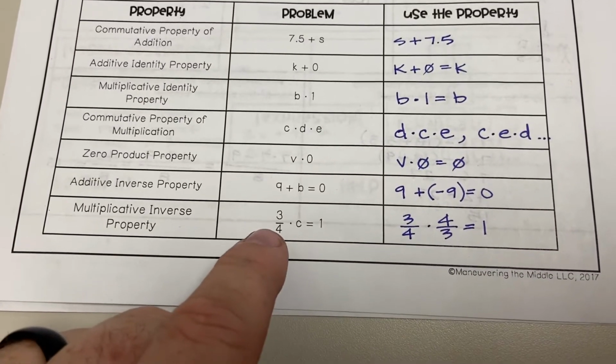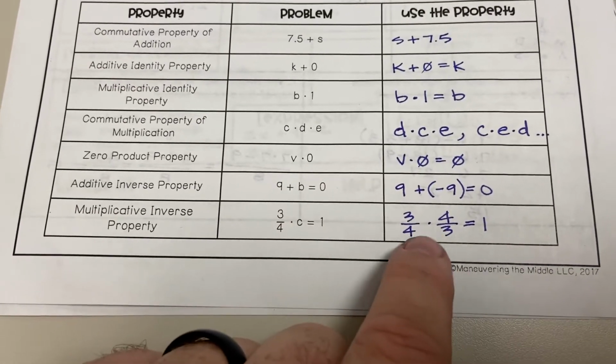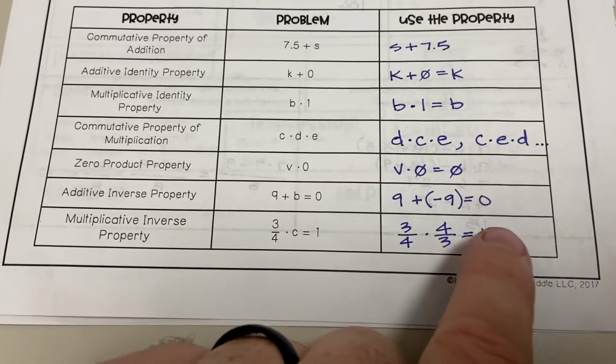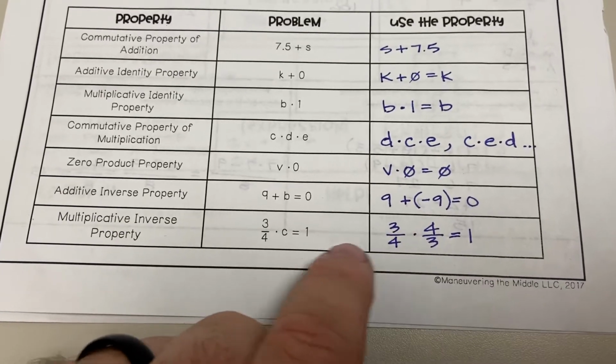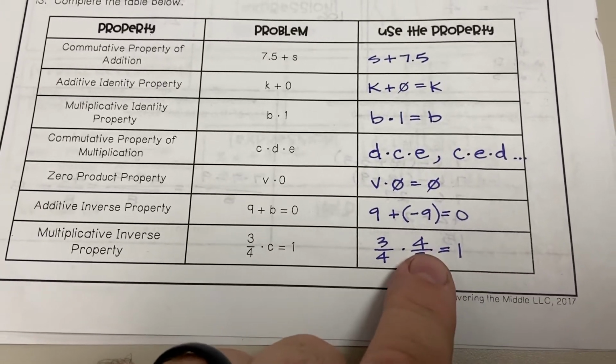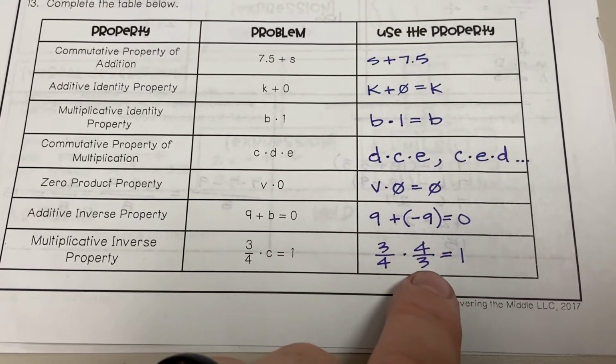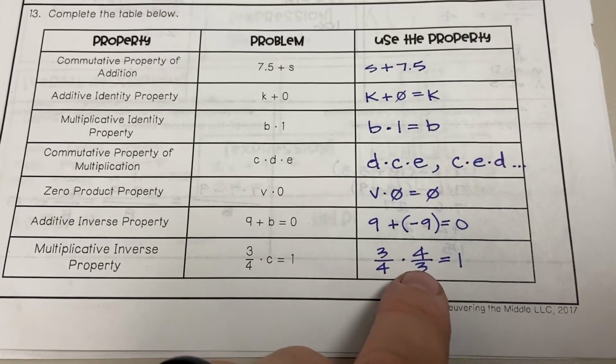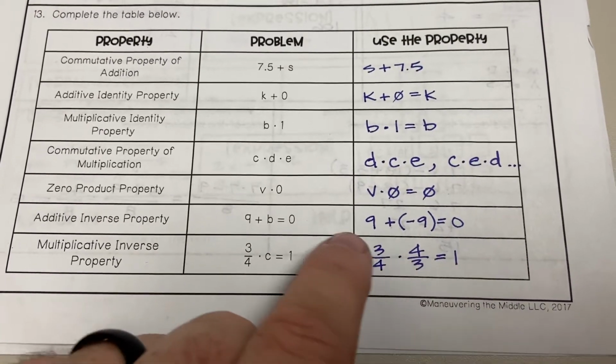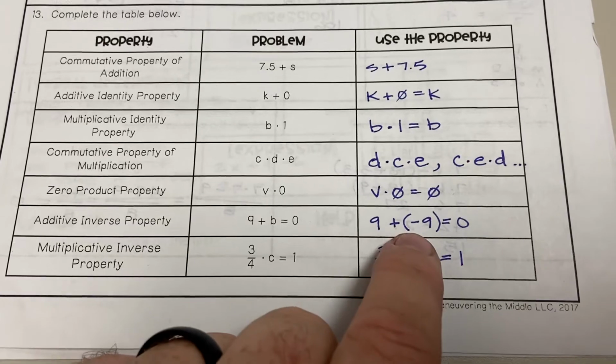And the multiplicative inverse, that C has got to be the reciprocal of 3/4 in order to get 1. So C would have to be 4/3 here. I think I said 3/4 a minute ago, sorry. C has to be 4/3 in order for this to equal 1, just like B has to be -9 in order for this to equal 0.